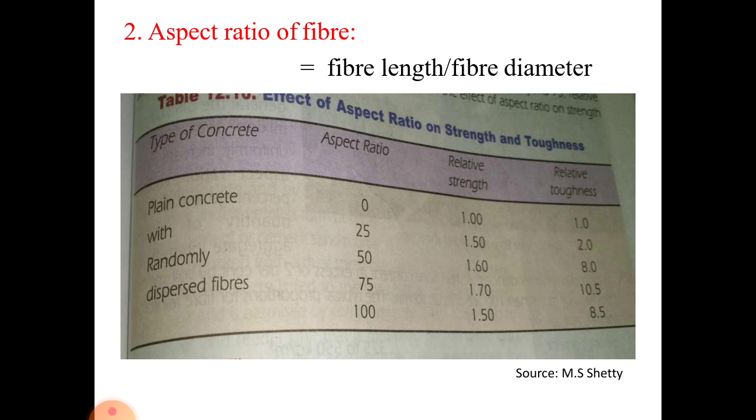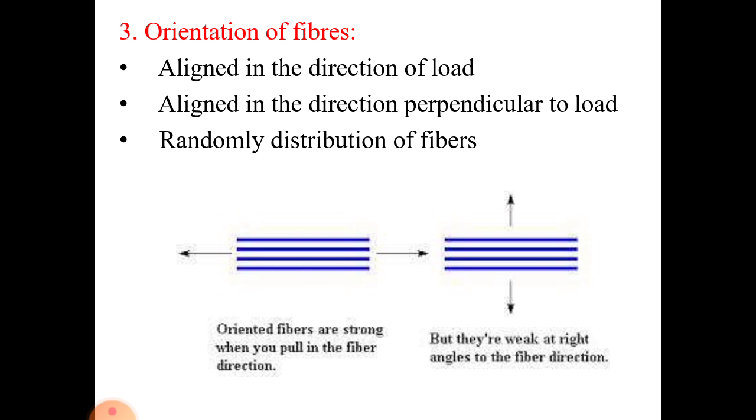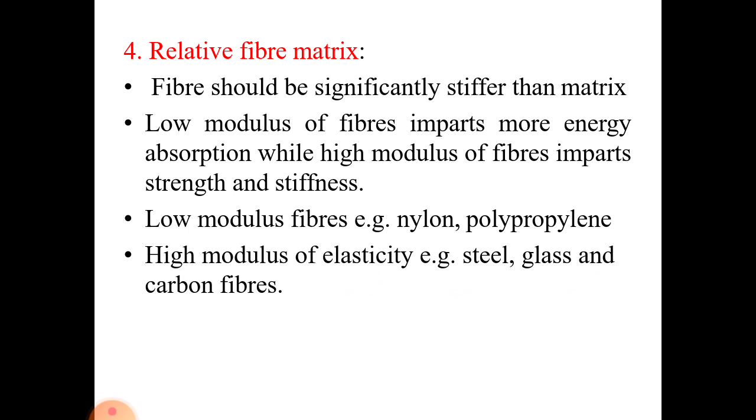Then next, aspect ratio. Aspect ratio is nothing but fiber length by fiber diameter. It also affects the properties of FRC. Now orientation of fiber. Orientation means fibers can be aligned in the direction of load and also in the direction perpendicular to the load. Okay, so oriented fibers are strong when you pull in the fiber direction, and they are weak when they are at right angles to the fiber direction.